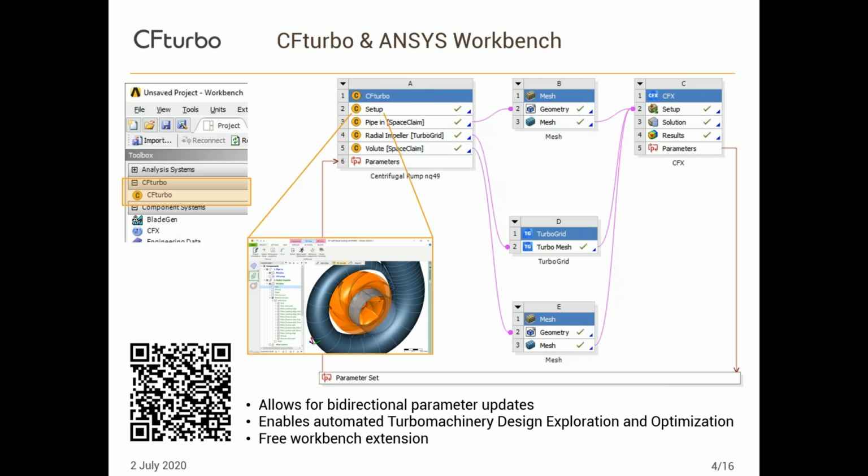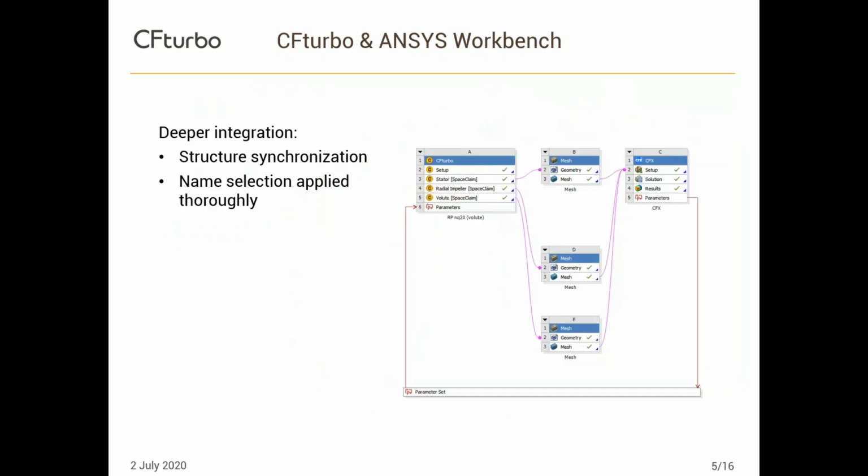The Ansys Workbench extension allows for the bidirectional parameter update. It enables automated turbomachinery design exploration and optimization. It will be installed if you install CFturbo, but if you haven't done so, you can also go to our website, download the Workbench extension, and integrate it in your workflow. So what we did is we did a lot on structure synchronization, and which is most important, now name selection is applied entirely in the complete workflow.